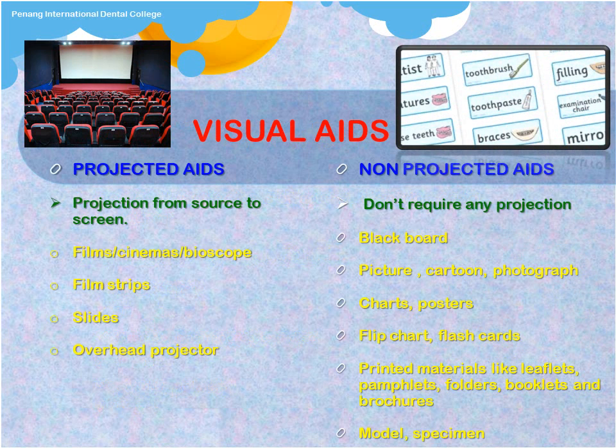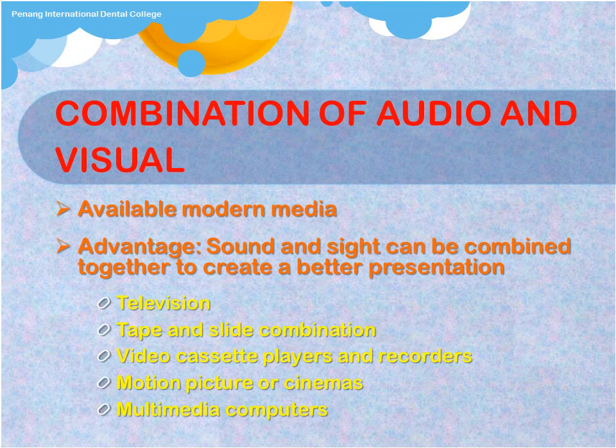The visual aids can be either projected or non-projected. The non-projected are your black and white boards, your charts and posters, and the projected aids, which are present in your lecture halls, are your overhead projector, your film strips, etc., and the slides which you're using. Now, the combination of audio-visual is the best example of what you're having right now. There is your lecture. So a television, your computers, anything which has the combination of audio and visual are good examples.